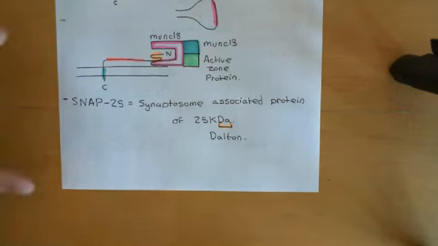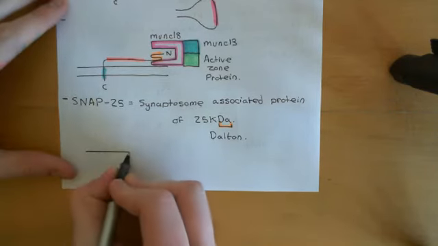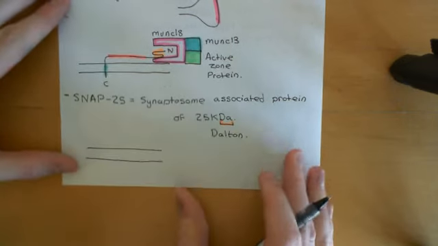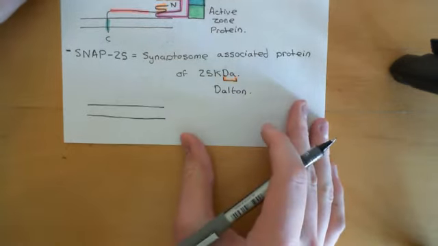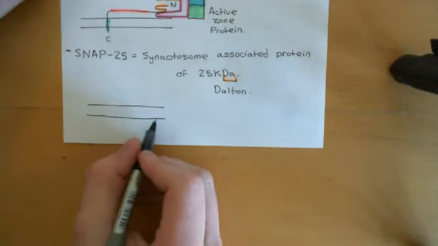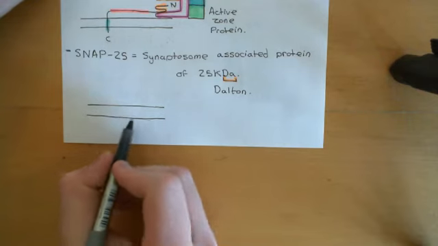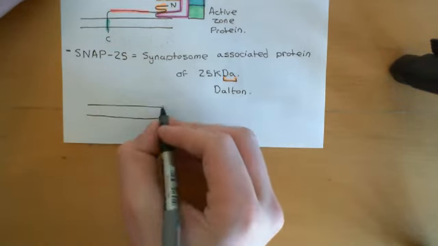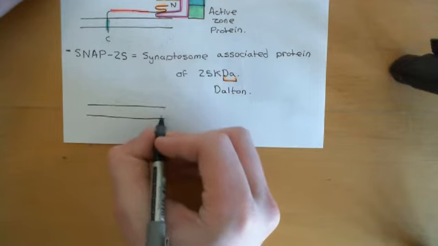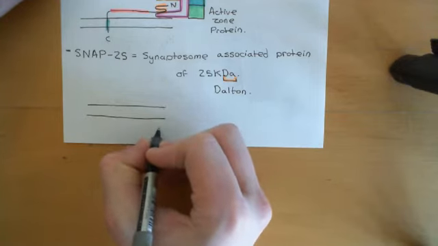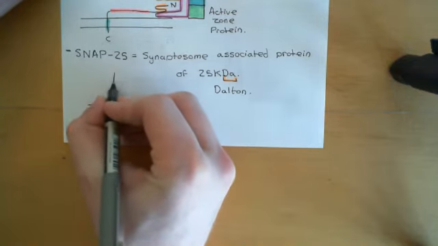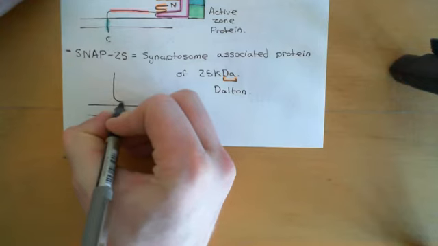Okay, right, so let me show you the structure of SNAP25. Now, SNAP25, again, is attached to the plasma membrane in the active zone, but it is not an integral membrane protein this time. So once again, let me represent the presynaptic membrane as these two parallel lines, and once again let the top line be the intracellular leaflet and the bottom line be the extracellular leaflet.